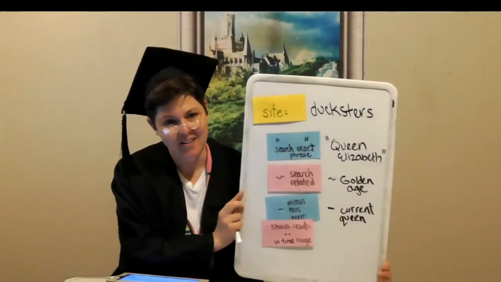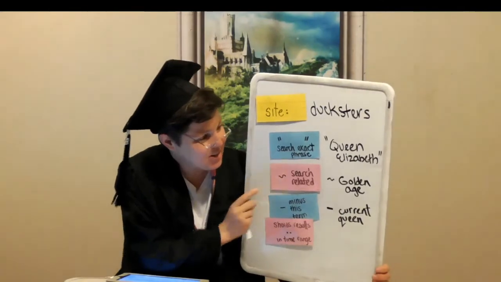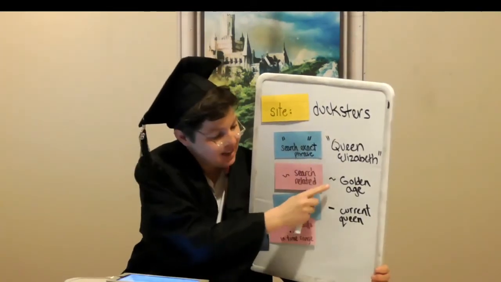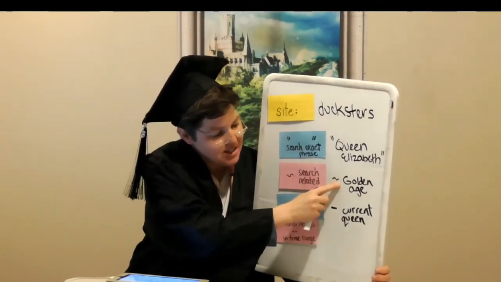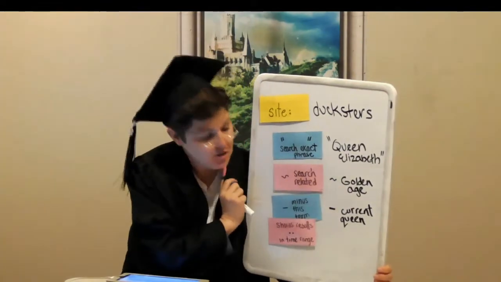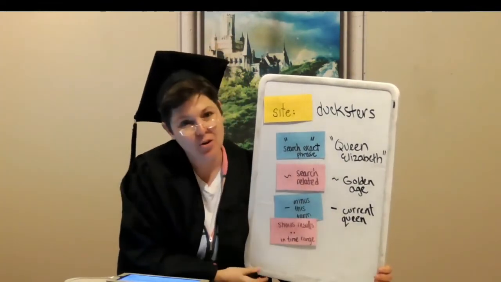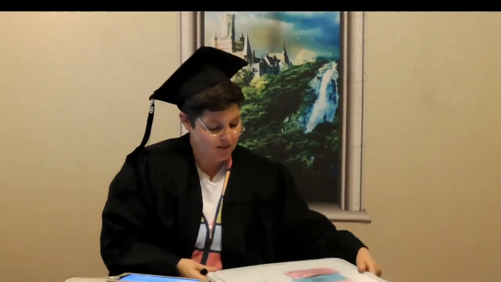So I really like doing research at Ducksters. I'm going to check for Queen Elizabeth. I want to make sure she's in the Golden Age, so that's the related search term without the current. Maybe I shouldn't do Queen. Current royalty, I'll say, because Queen has to be okay. They can search for Queen, just not current royalty.